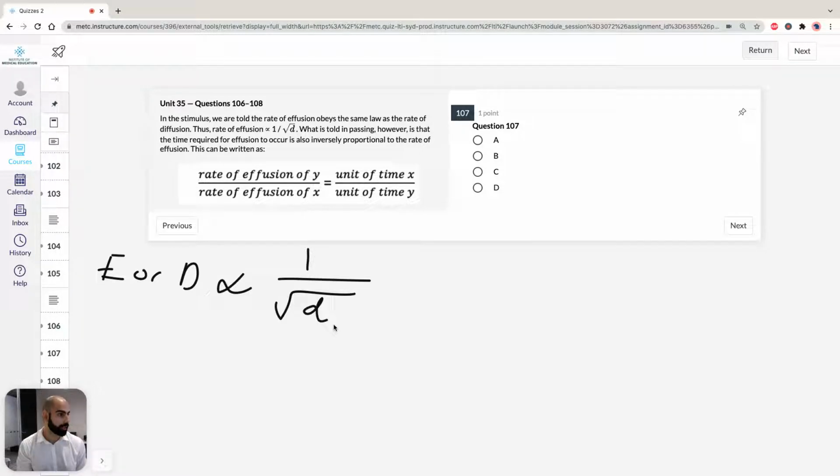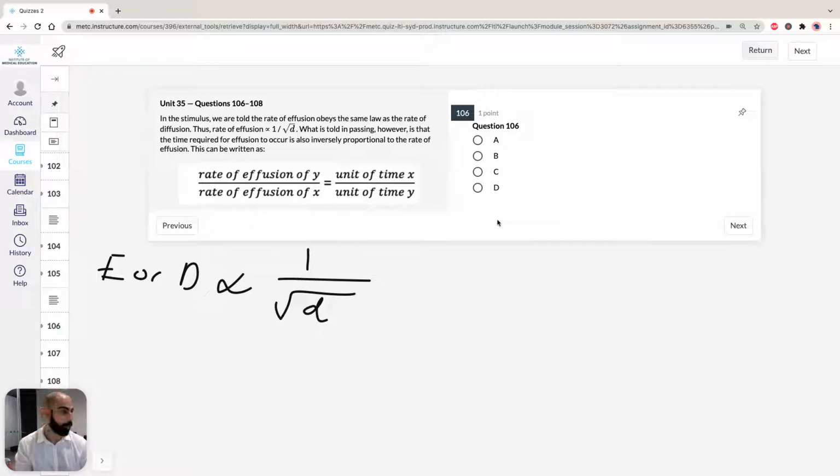Just before we dive into question 106, it's important we make note of the stimulus required to answer 107 and 108. Please note that we're told in passing that the time required for effusion to occur is inversely proportional to the rate of effusion. We can write it like this, but we'll go through it in question 107.